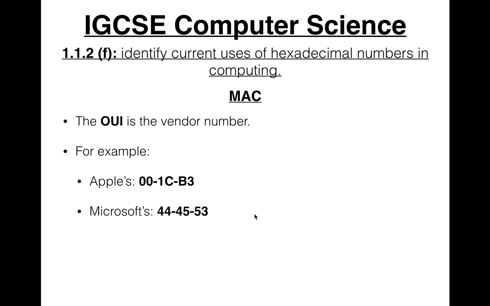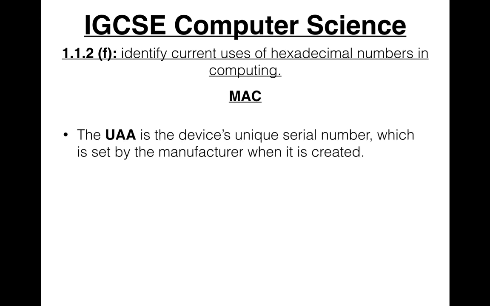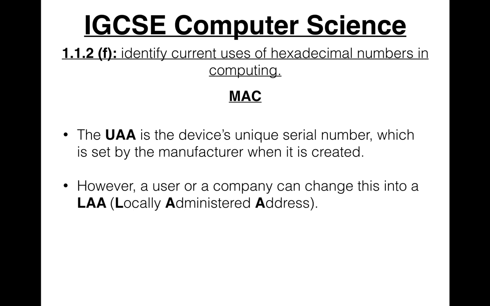So like all of, say, Apple's devices, their MAC addresses will start with this. So for example, it would kind of look like this. The UAA is the device's unique serial number, which is set by the manufacturer when it's created. So like in an Apple factory, if you're making an iPhone, that's where it's set.